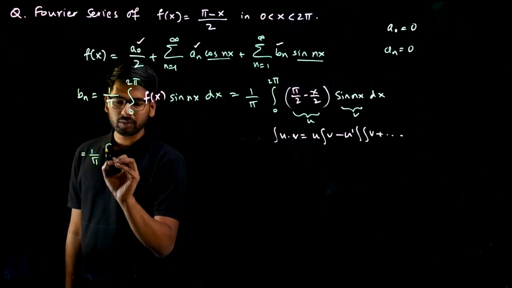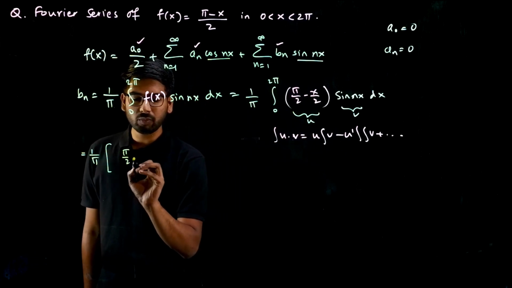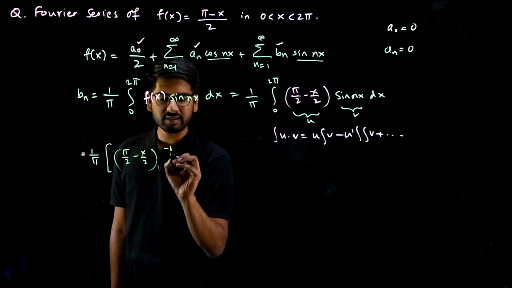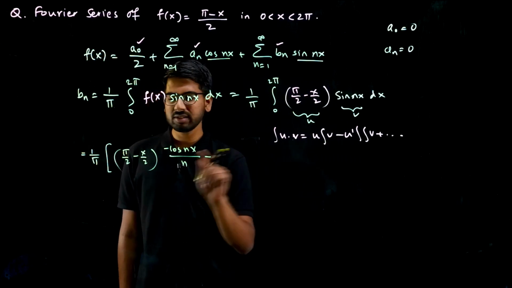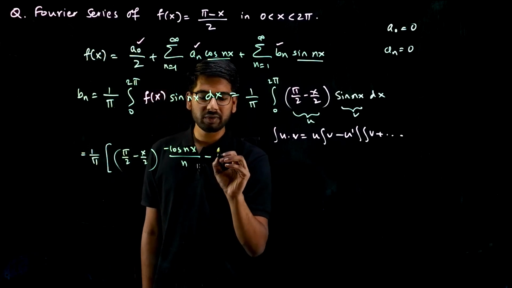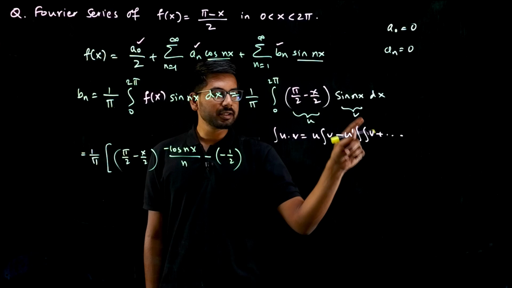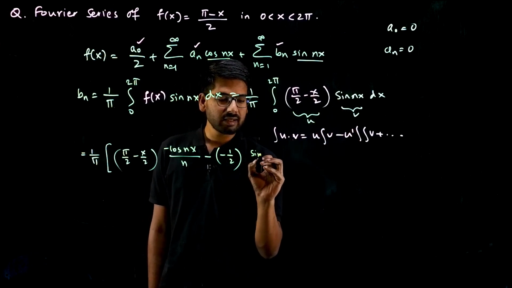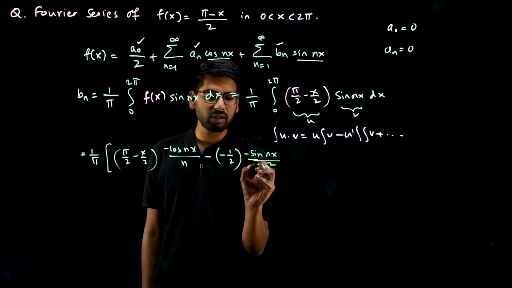1 by pi, u into integration of v. u is pi by 2 minus x by 2. Integration of v means integration of sin nx. Integration of sin nx is minus cos nx by n, minus u dash, which is the differentiation of pi by 2 minus x by 2, which is 0 minus 1 by 2, times the second integral. Integration of sin nx once more means integration of cos nx, which is sin nx by n. This n will become n square. This minus, as it is, you have to give.